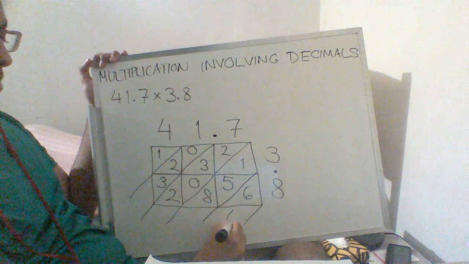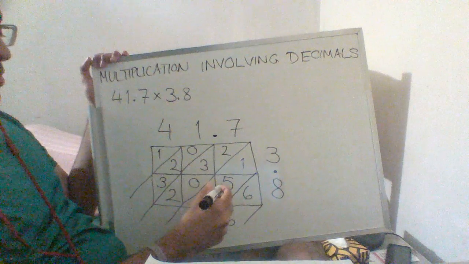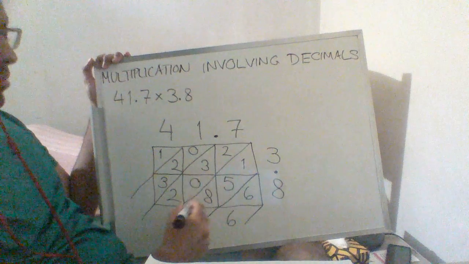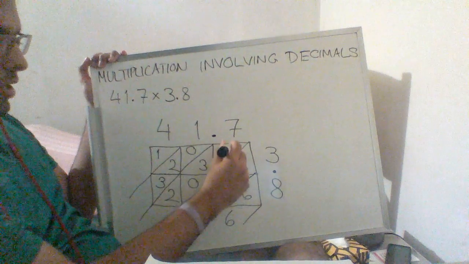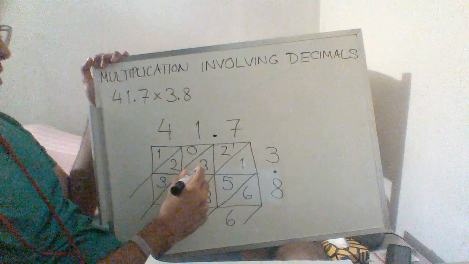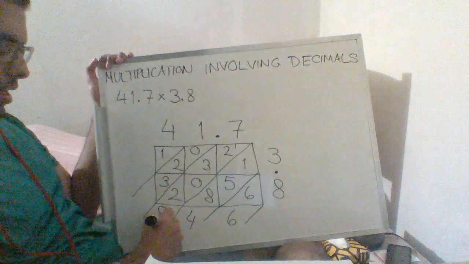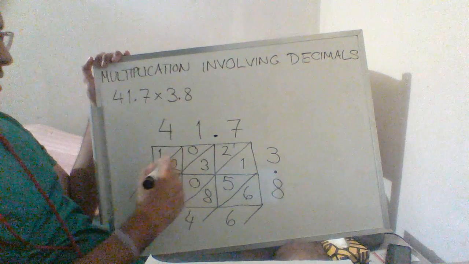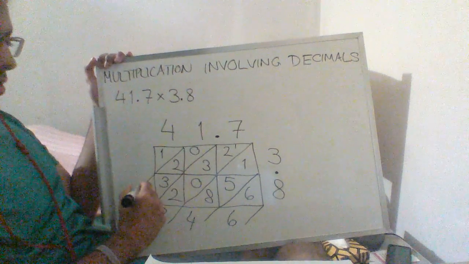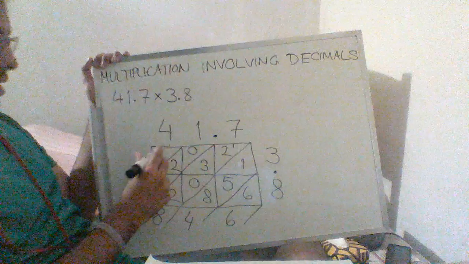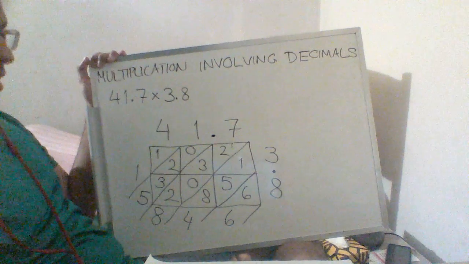So the 6 sits by itself down here. 8 plus 5 is 13, plus 1 is 14, carry the 1. 2 plus 3 is 5, plus 2 is 7, plus 1 is 8, so we get an 8 here. 3 plus 2 is 5, which will go there, and then this 1 sits by itself.